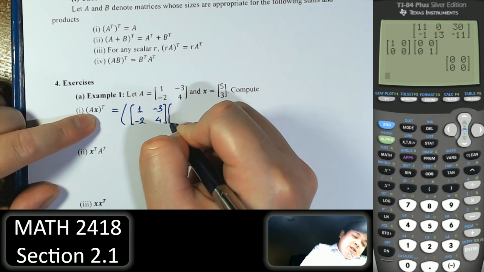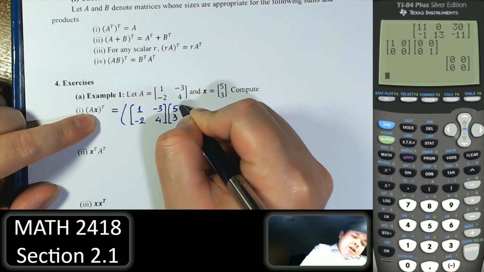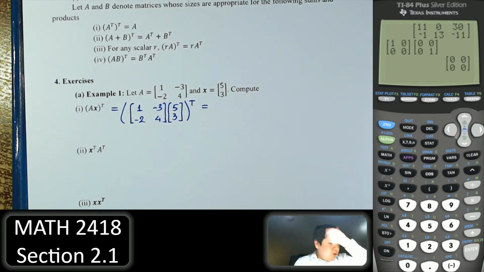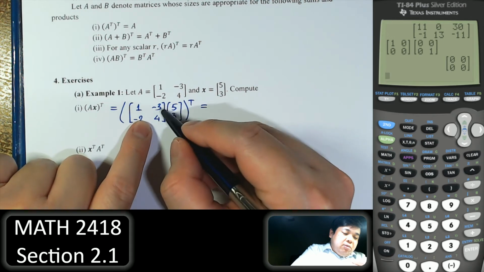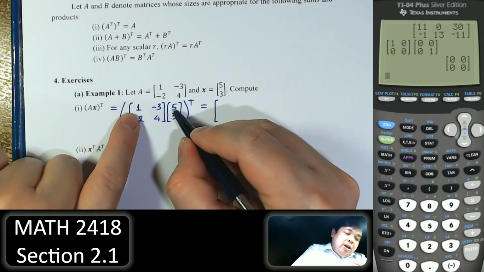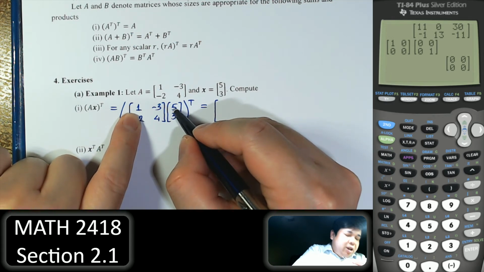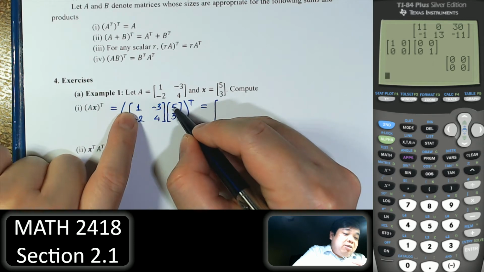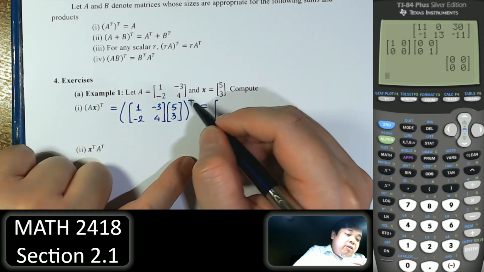Times X. What we have, transpose it. Right, so just row times column. 5 times 3, 1 times 5, minus 3 times 3. 1 times 5 is 5, minus 9, 5 minus 9.